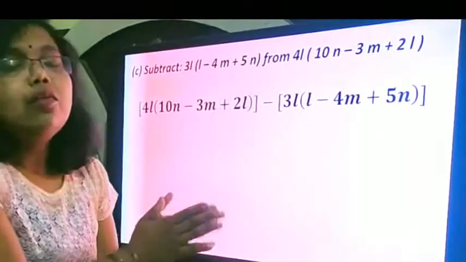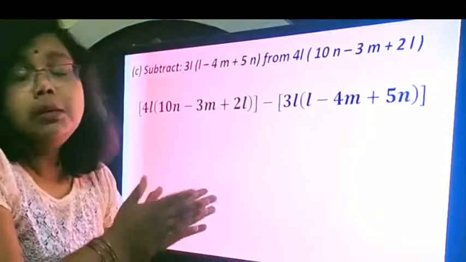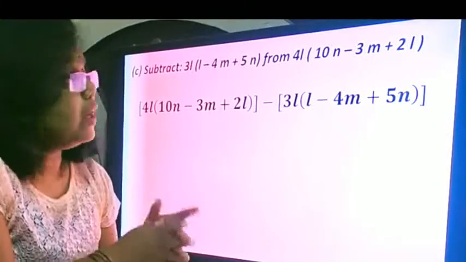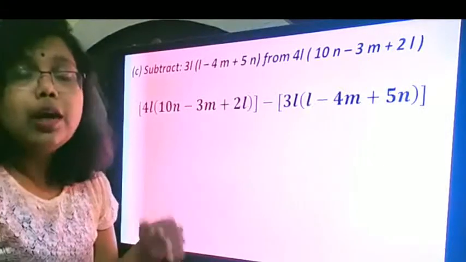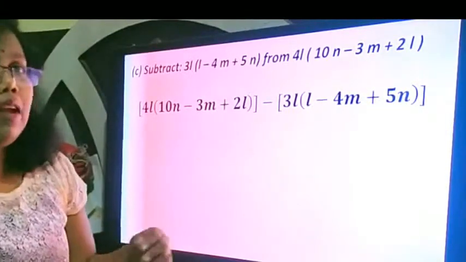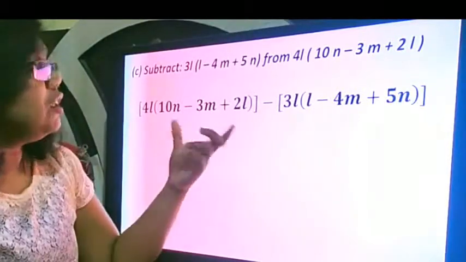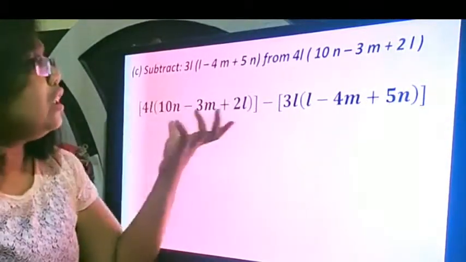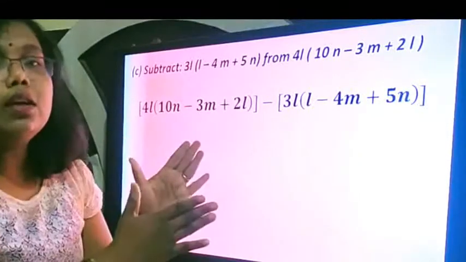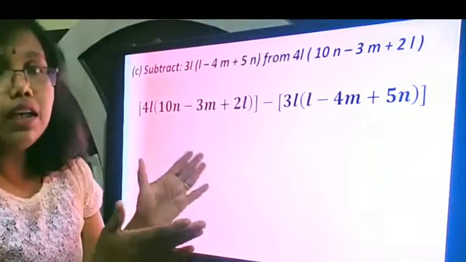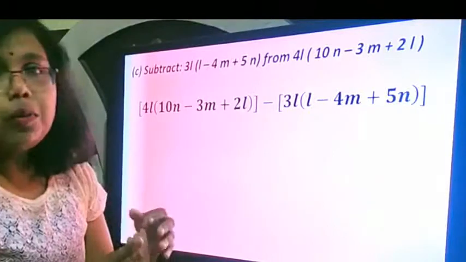Now addition, you might wonder why we didn't put any brackets, and for subtraction we are suddenly putting up brackets. Why? Because subtraction changes the sign, whereas addition doesn't really make any change in the signs. So here, since we are subtracting, let us go with a bracket so that we could keep the expression separate, and afterwards we will open the bracket.